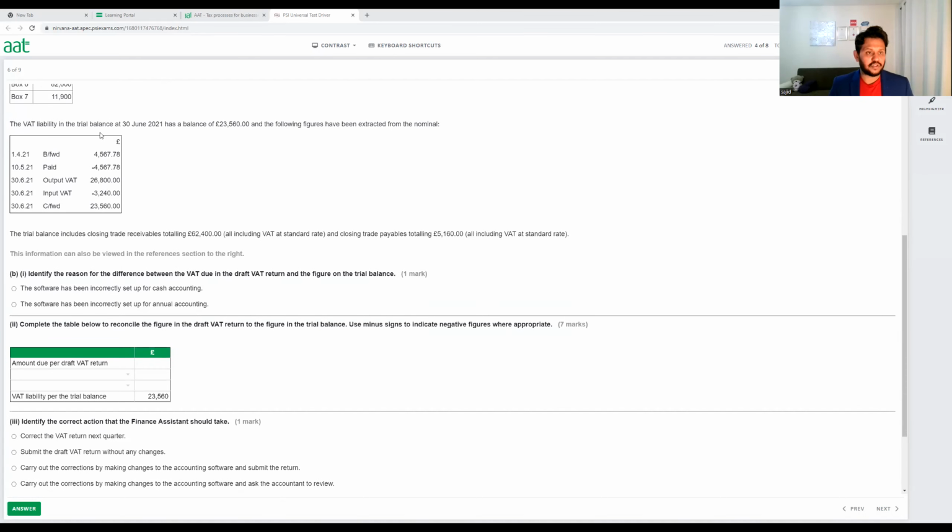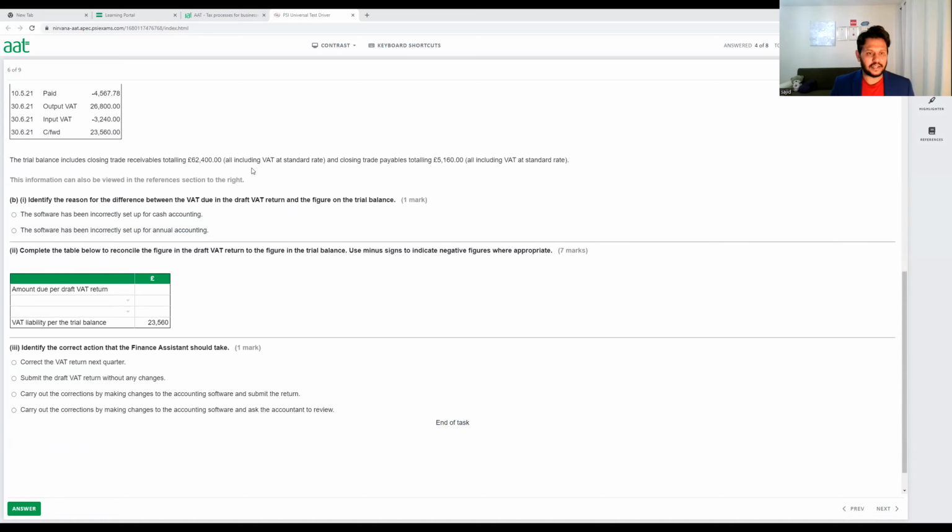The VAT liability in the trial balance at 30 June 2021 has a balance of 23,560, and the following figures have been extracted from the nominal ledger. Okay, so we have the opening balance, paid, output, input, and carried forward. All right. The trial balance includes closing trade receivables totaling 62,400, including the VAT standard rate, and closing trade payables of 51,000, all including VAT standard. All right. So what is the requirement here?